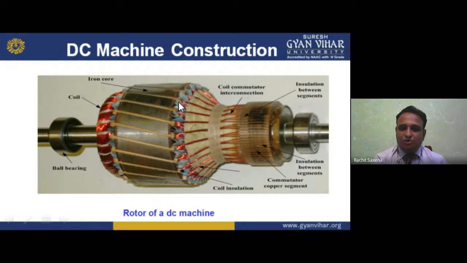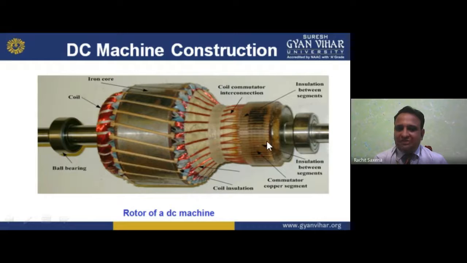Okay, this is also insulation. This is the iron core. This is the coil. This is the ball bearing. This is the coil insulation. See here, this is the commutator, an important part. Rectifier, or we can say it converts bidirectional current into unidirectional, converts AC into DC. So that is the commutator segment.